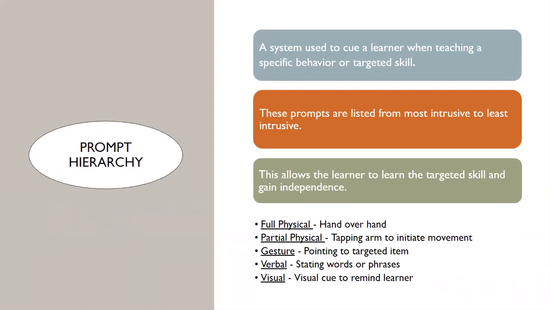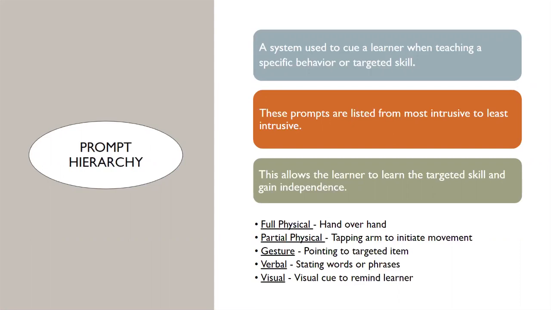Full physical prompting is when the RBT works hand over hand with the learner. For example, teaching the learner how to brush teeth. The RBT might prompt the learner by using a full hand-over-hand prompt. A partial physical prompt is simply tapping the learner's arm to initiate movement towards targeted skills. Gestural prompts. RBTs will maybe point to an item for the learner to retrieve.